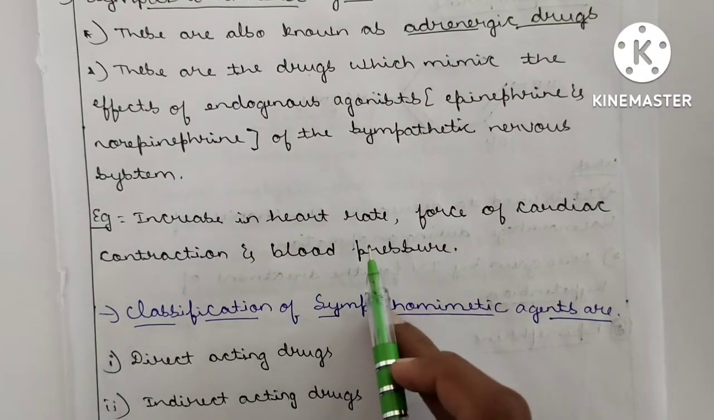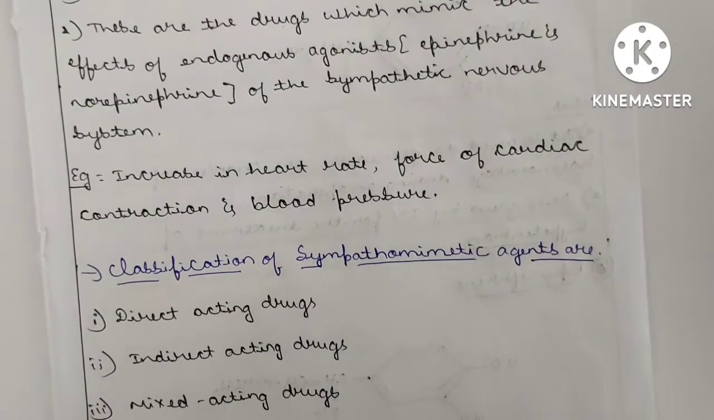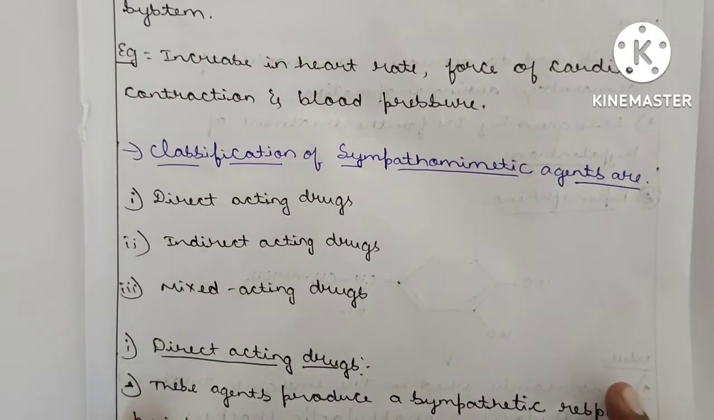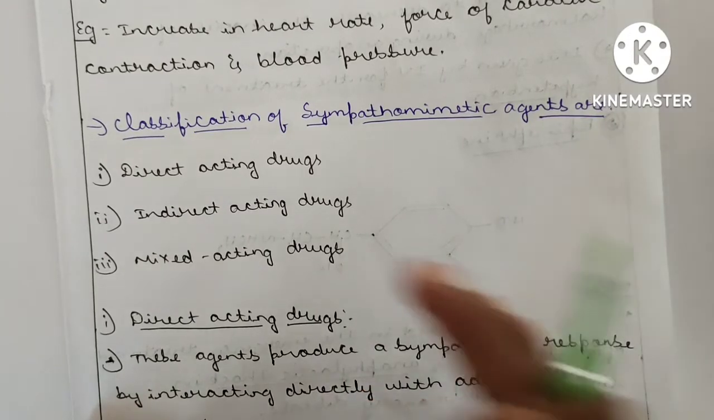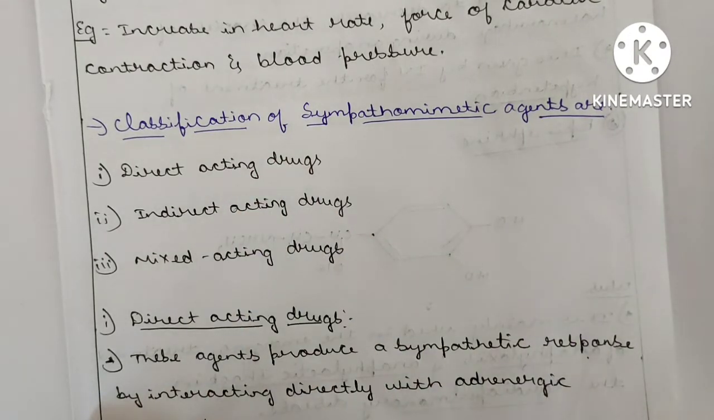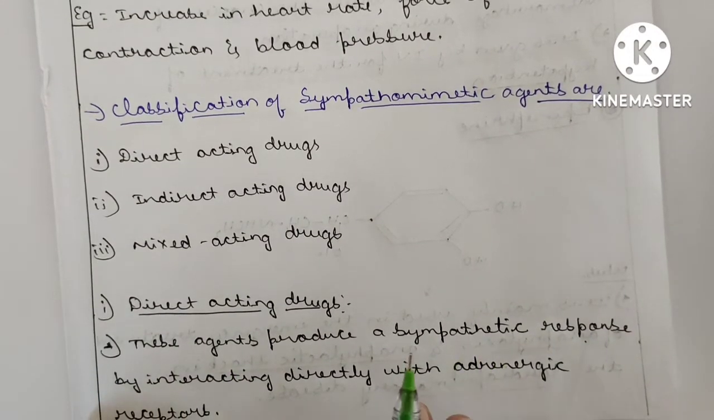Sympathetic effects: increase in heart rate, force of cardiac contraction and blood pressure. Classification of the sympathetic agents: direct acting, indirect acting, mixed acting. These are the three classifications. Let's discuss what direct acting is. In the name itself it is indicated that it acts directly on the effector side. These agents produce a sympathetic response by interacting directly with the adrenergic receptors.